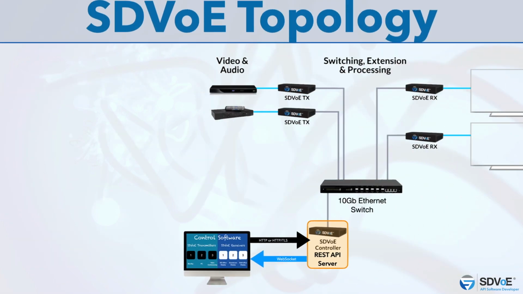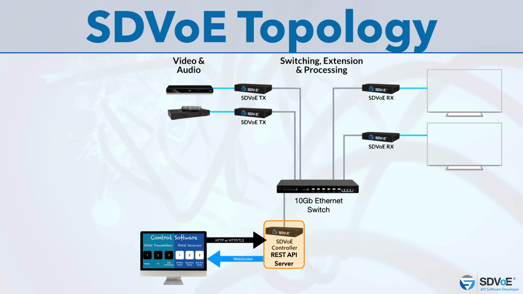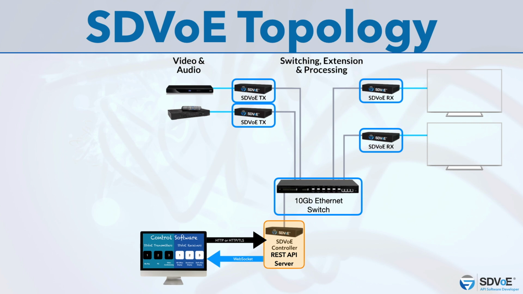To gain a practical knowledge of the SDVoE API assignments incorporated into this course, we need to review the recommended SDVoE topology. A 10 gig Ethernet switch drives the network traffic. 2 SDVoE encoders or transmitters are connected to an AV source, and 2 SDVoE decoders or receivers are connected to display monitors. Our host computer or server will run the SDVoE API, and our host computer runs the web client which sends the SDVoE API requests.